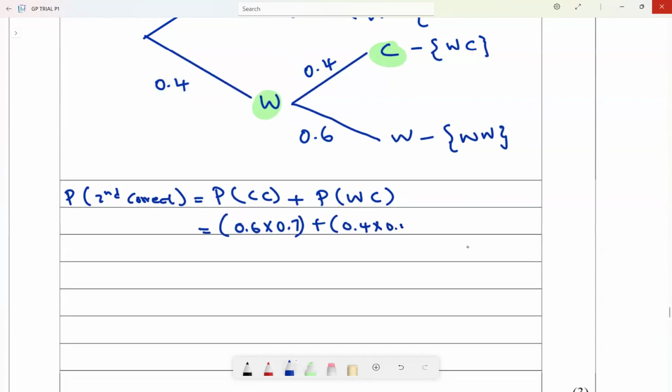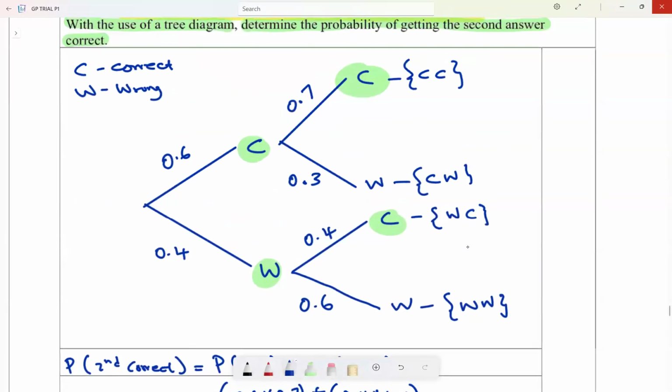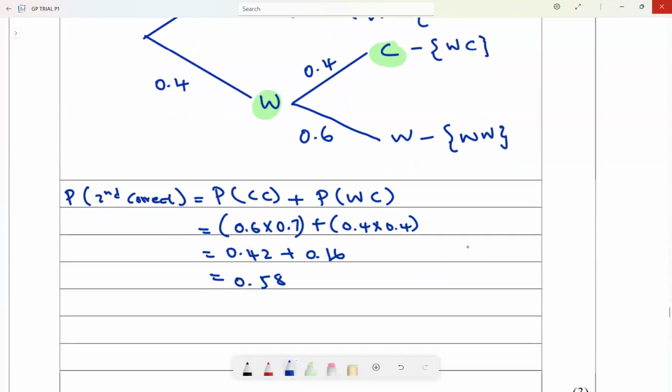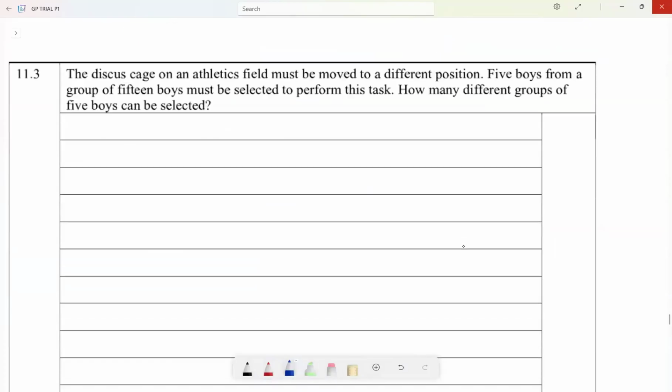0.4 multiplied by 0.4. And then when I do the mathematics, it is 0.42 plus 0.16, which is now mathematically beautiful to be 0.58. So there are high chances of getting the quiz correct in this particular manner. So yes, guys, this is how we were going to move about that one. Okay. So the last question, by the way, was removed.